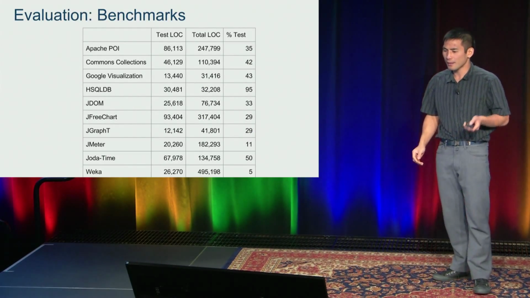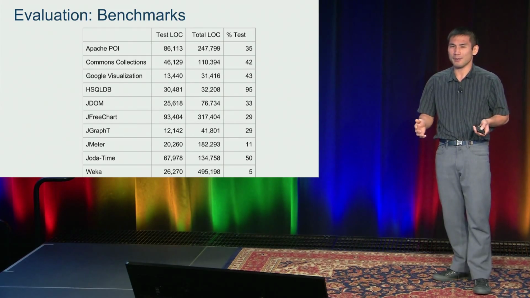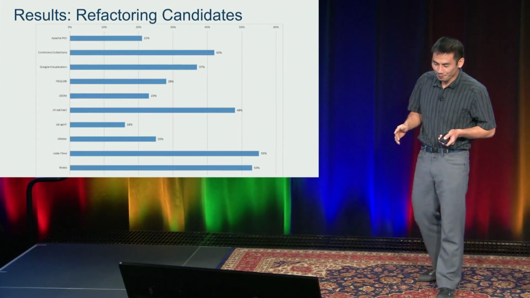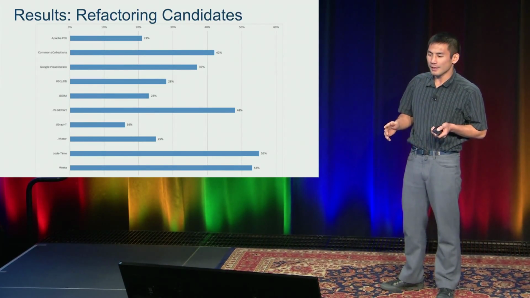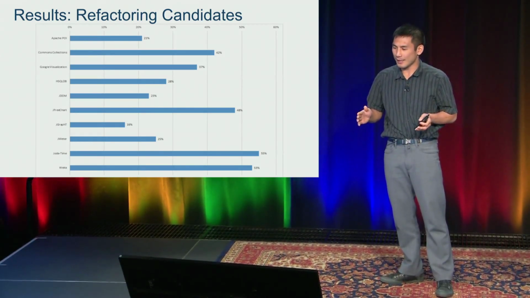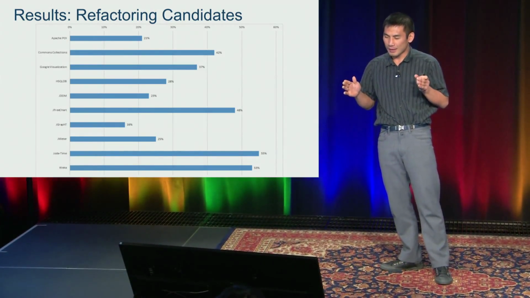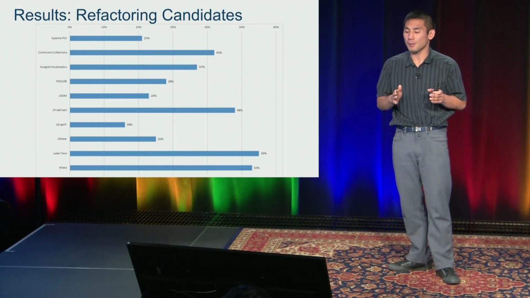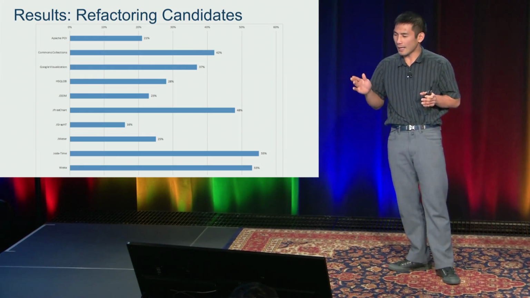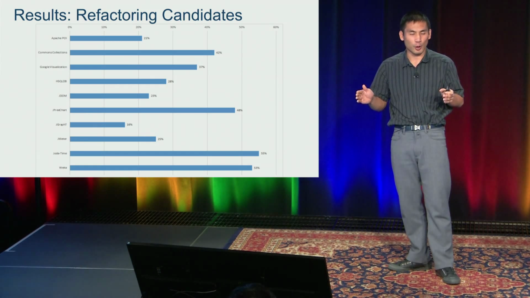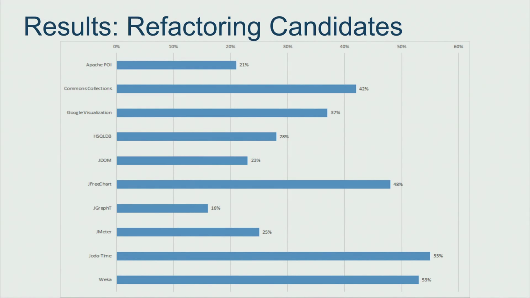We had some benchmarks. These are the same benchmarks as last year. I really mean to get new benchmarks, and I will do it after this paper. So these are some results. And what you can see here is that we have refactoring candidates between 16% of the test methods for JGraphT and 55% for Joda-Time. That really had a lot of methods that are quite similar, and you really should consider, if you're the developer of Joda-Time, refactoring that method.